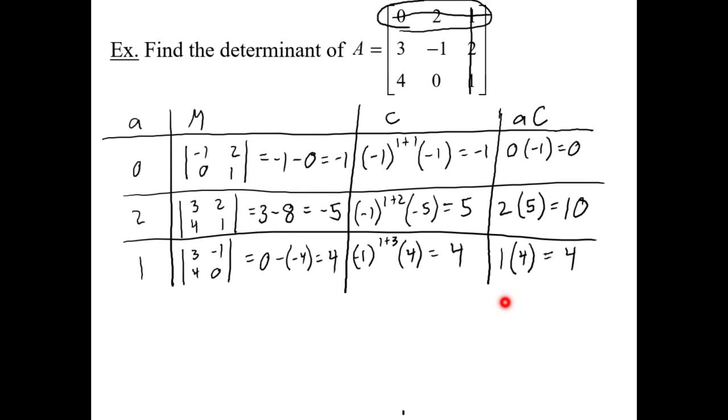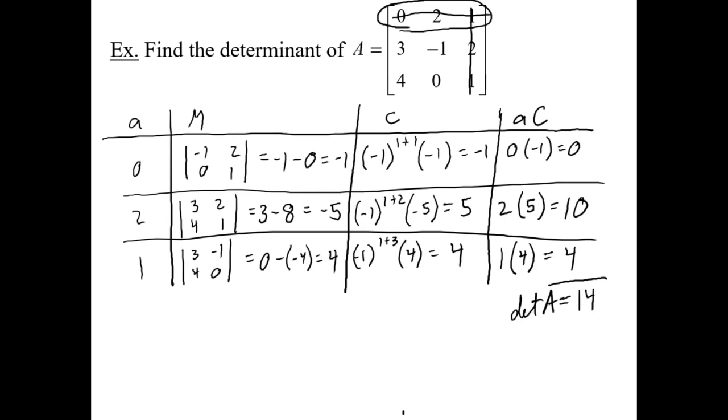Okay, and now to find the determinant, I'm just going to add this last column. So I'm finding that the determinant of A is equal to 0 plus 10 plus 4, which is 14. So the determinant of this matrix is 14.